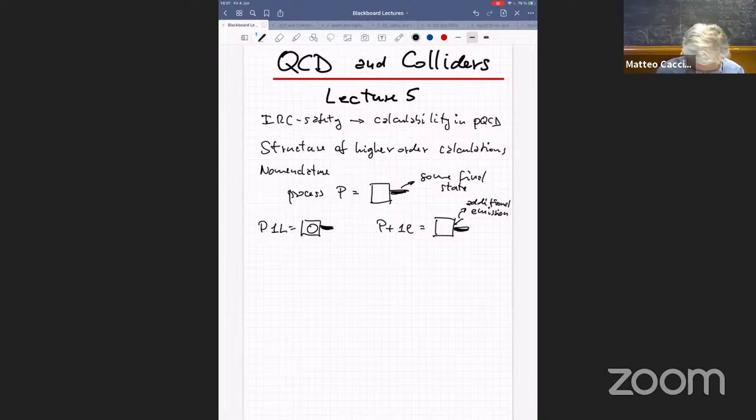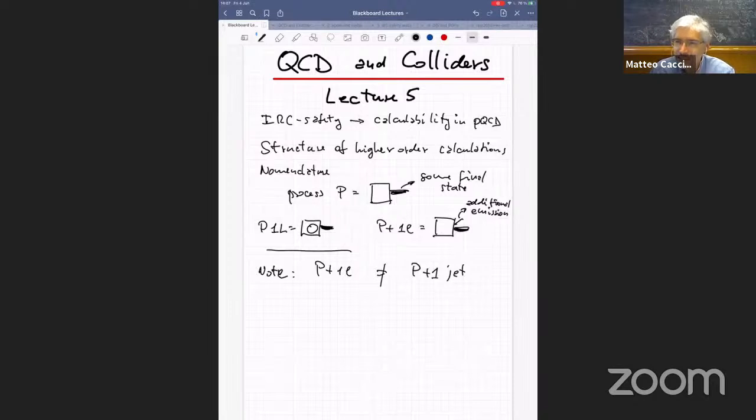I should note, perhaps it's worth noting, that P plus one leg or one emission is not the same thing as P plus one jet. P plus one leg is something that happens at the amplitude level. On the other hand, it's not necessarily observable; it depends what you do with it at the level of the integration. P plus one jet, on the other hand, is a very specific observable process.